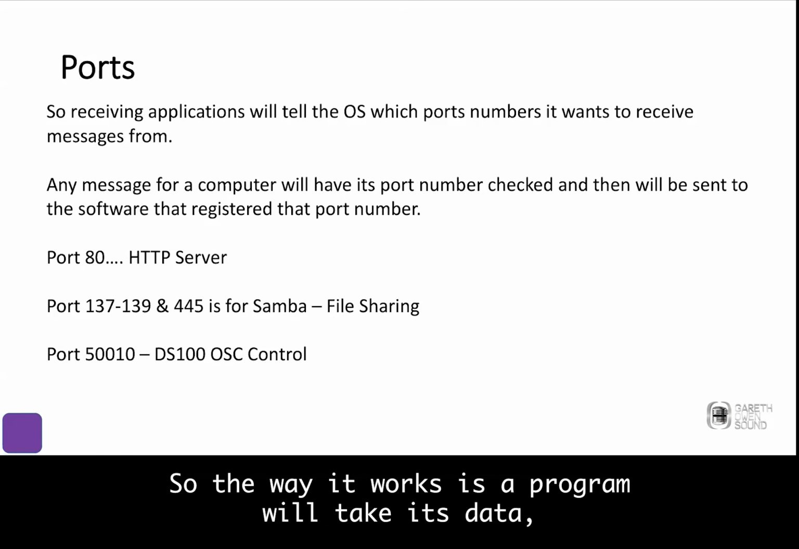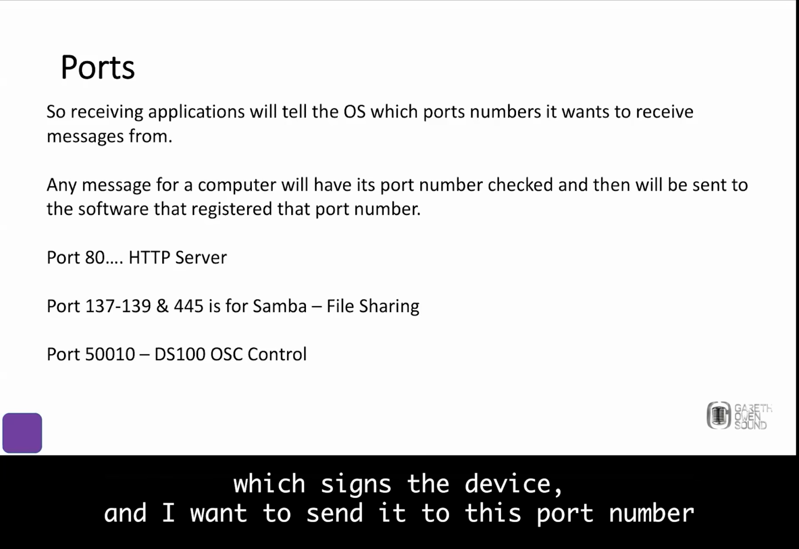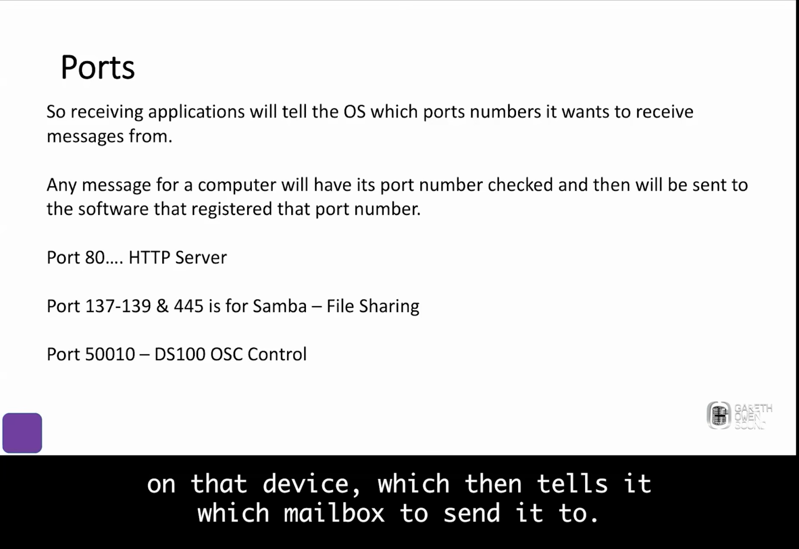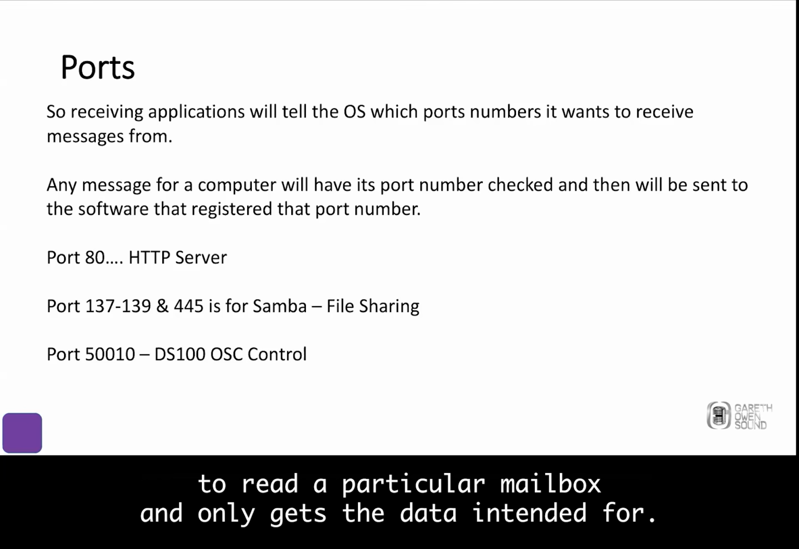So the way it works is a program will take its data and say, I want to send that to this IP address, which assigns the device, and I want to send it to this port number on that device, which then tells it which mailbox to send it to. And then on the receiving computer, every program registers to read a particular mailbox and only gets the data intended for it.